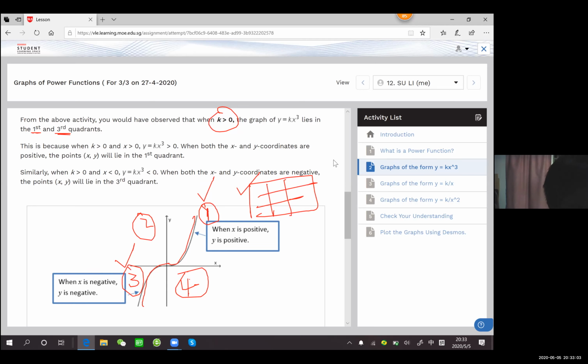Another case is when k is smaller than 0. The effect is that you flip the 3 and the 1 with x as the reflection line. So this one goes to this, and this one goes to this. That is the effect of k smaller than 0. This one is k bigger than 0. Make sense? Okay. Of course, for the first and third quadrant, what they want you to know is to memorize.